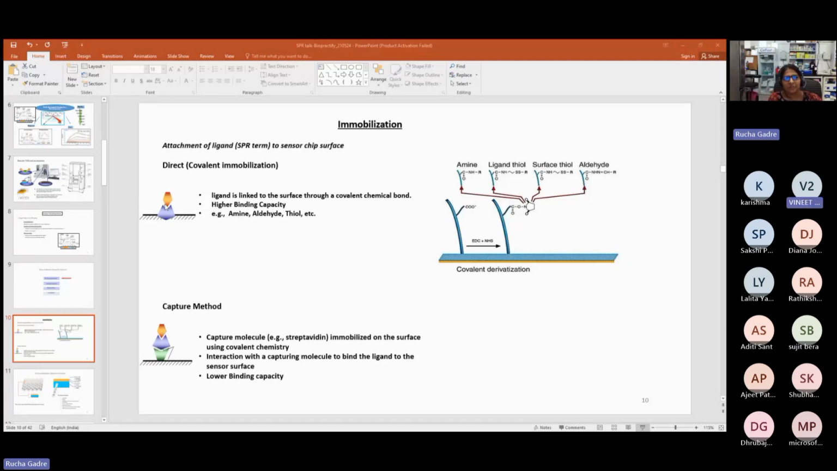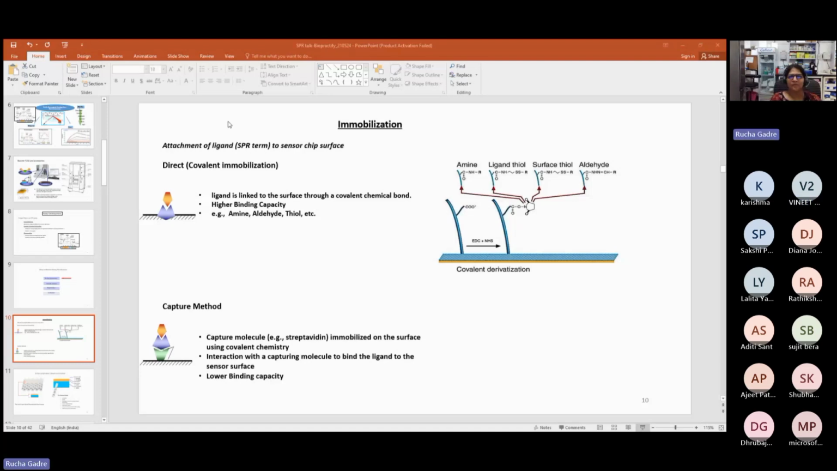The other method is the capture method, in which we capture a molecule on the surface of the chip. Here it is an indirect method. There are different chips available for this. For example, we have a nickel NTA chip in which we can capture a His-tag protein. We have a streptavidin chip in which we capture biotinylated protein. So these are two different methods: a direct and a capture method. It depends on what study we are going to do, which governs what immobilization process we should follow.